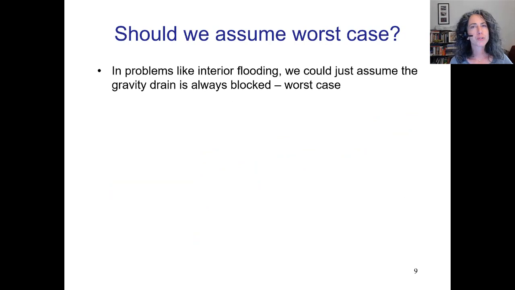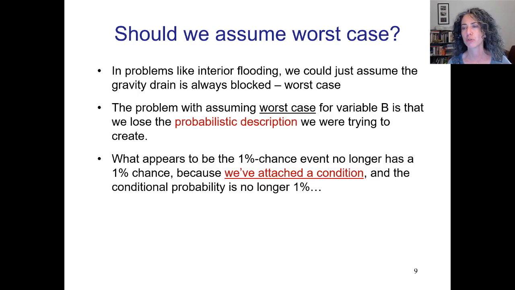So one way to approach this problem might be to assume worst case. In problems like the interior flooding problem, we could just assume that the gravity drain is always blocked, a worst case situation. That would make the problem a lot simpler to evaluate, and it's conservative. But what happens if we assume a worst case? Well, the problem is that we mess up the probabilistic description, because we've attached a condition. Saying that the gravity drain is always blocked is a condition applied on variable B.